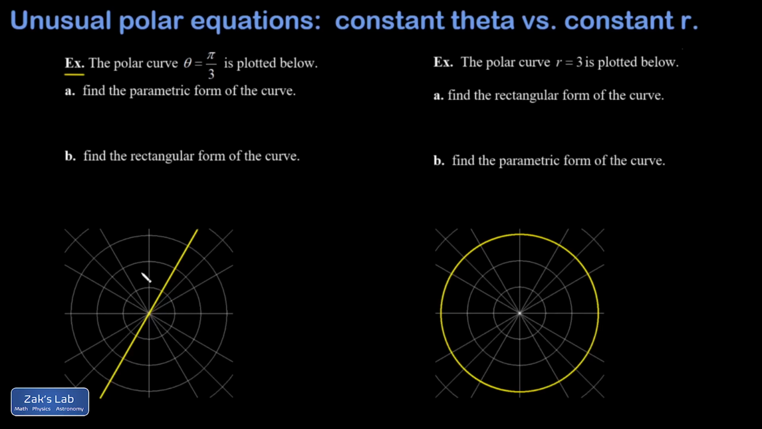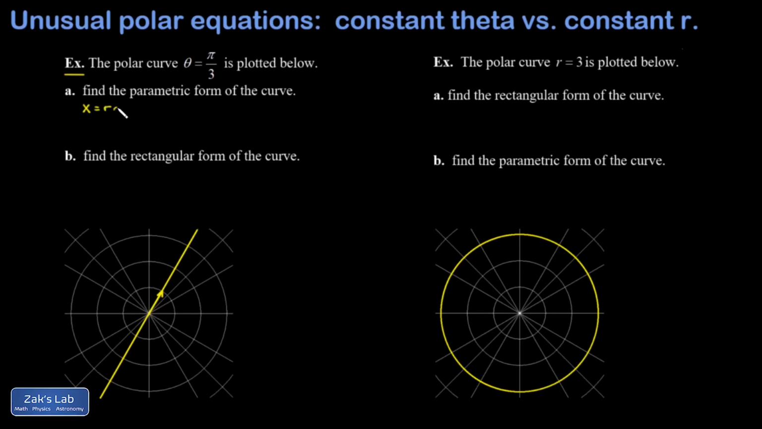So I just aim in the direction pi over 3, and I can walk forward as many spaces as I want, or I could go backwards as many spaces as I want, and it traces out a line passing through the origin, making an angle of pi over 3 with the x-axis. So how do I get the parametric form of this curve?